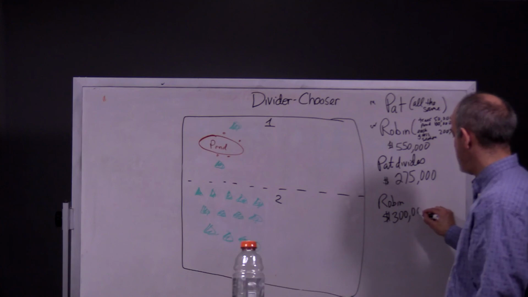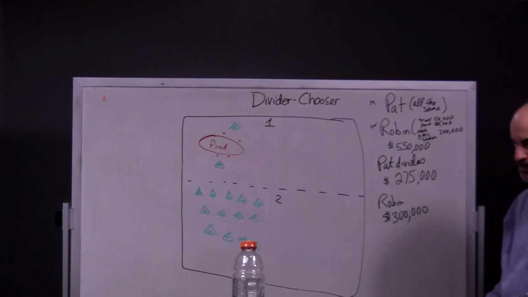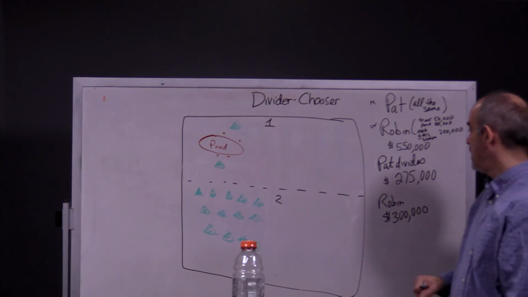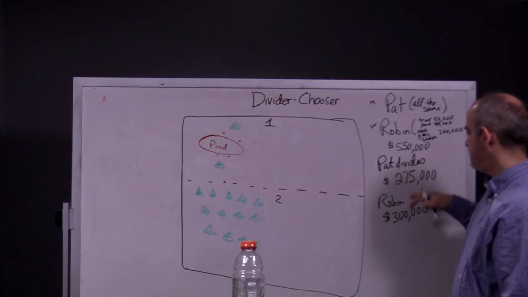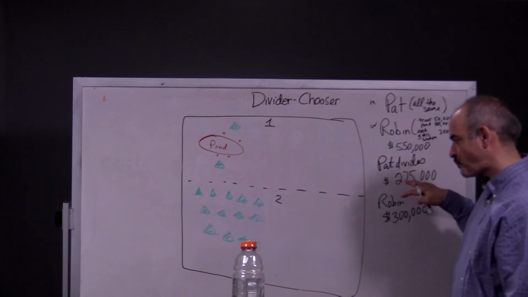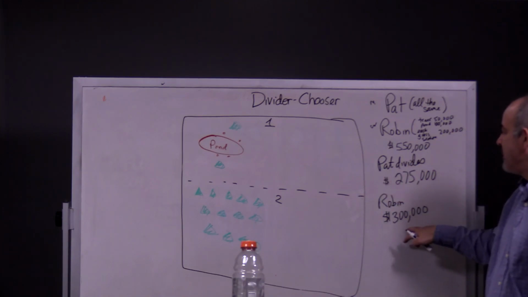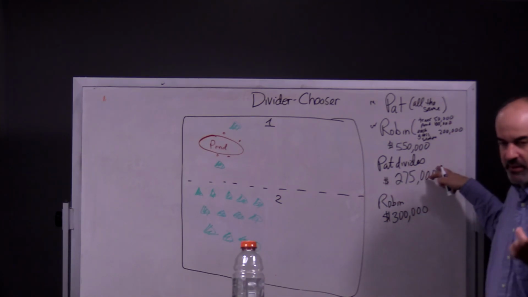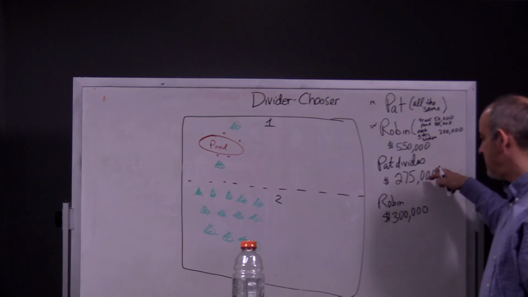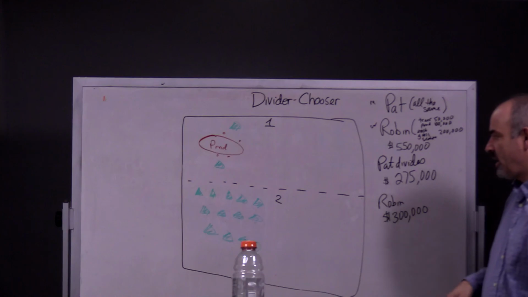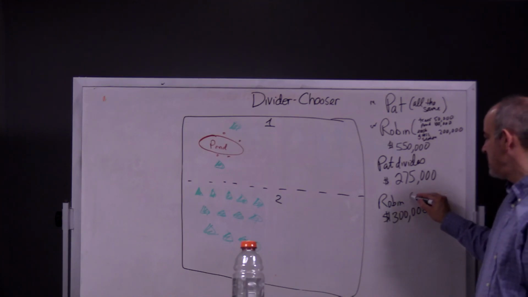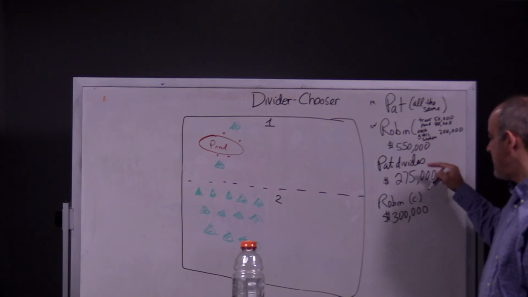So notice it changes the problem, who divides. In the first time we did the problem, Robin got 275 and Pat got 309,000 something. Here, Pat gets 275, Robin gets 300,000 when she's the chooser. So she chooses, Pat was the divider.